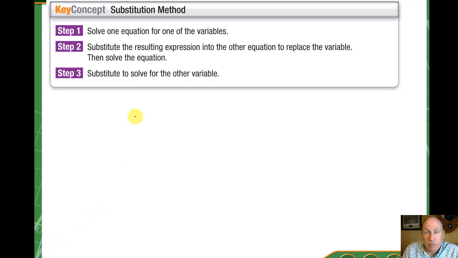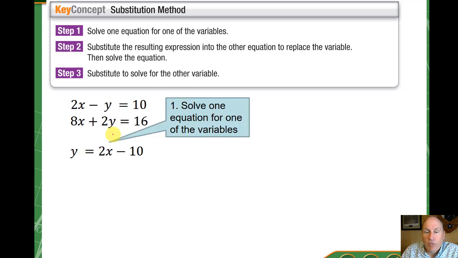Let's look at an example step by step here. We'll go in slow motion. So let's take the system of linear equations 2x minus y equals 10 and 8x plus 2y equals 16. This is a good candidate for the substitution method because one of the equations already has one variable almost isolated. It has a coefficient of -1 instead of 1, but it's really, really close. So we're going to do step 1, which is to solve one of the equations for one of the variables. Now, the first equation is somewhat easier to work with because the y is almost by itself.